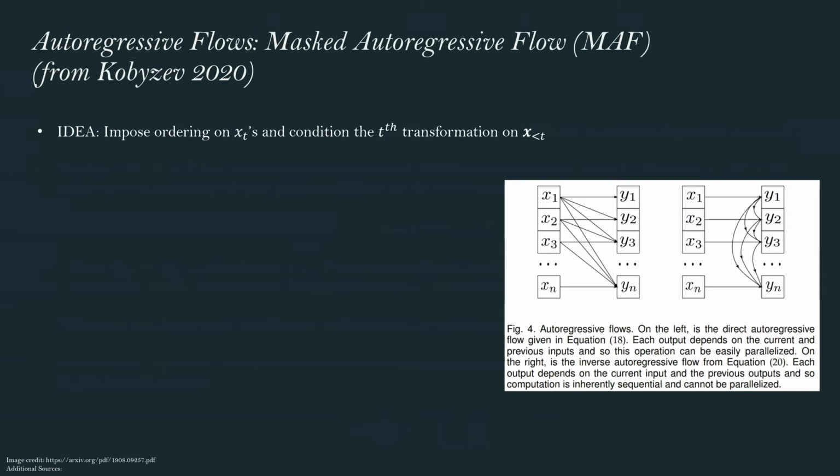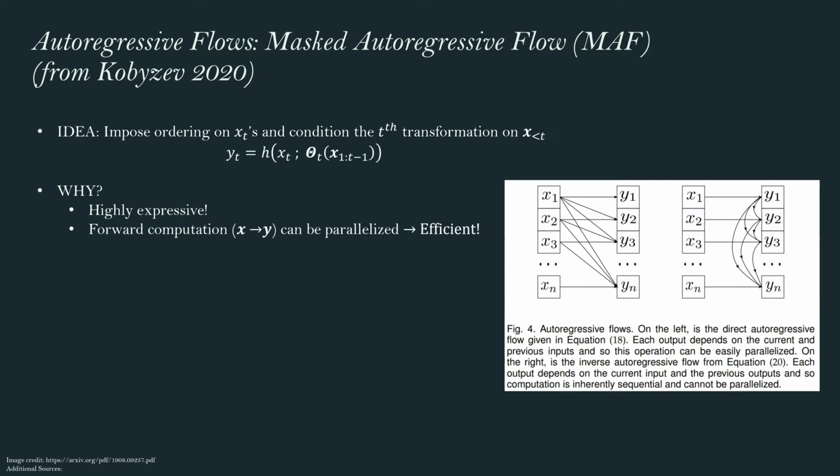So the masked autoregressive flows, the idea here is just we're going to impose some ordering on our inputs x sub t, and we're going to condition the tth transformation on the previous x's. That's pretty much the idea, right? So we just saw that. Why would you do this? Well, it's very highly expressive.